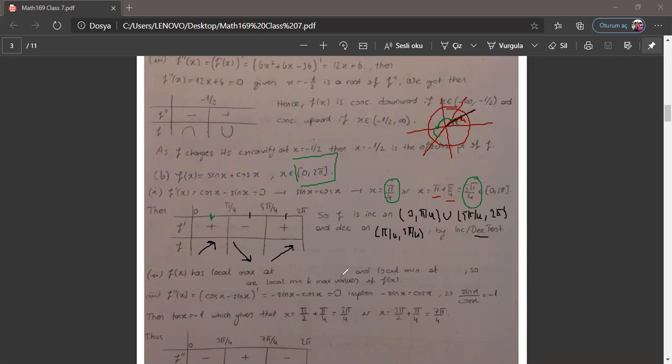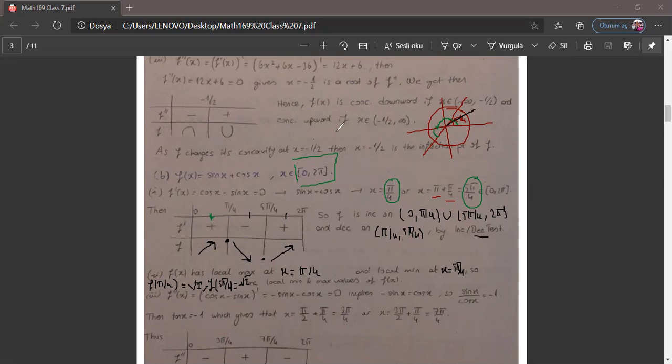Okay, so it has a local maximum at x equals pi over 4 and a local minimum at x equals 5 pi over 4. You just plug x equals pi over 4 in to get the local maximum value, which is sine pi over 4 plus cosine pi over 4. It is square root of 2, and you do the same for 5 pi over 4 and get minus square root of 2.